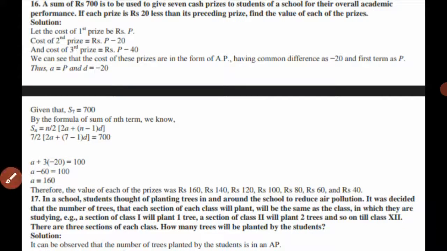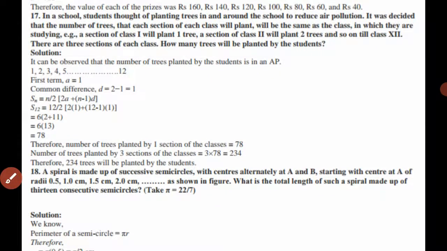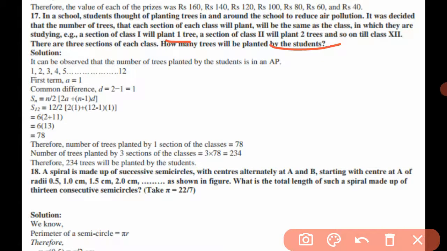Now after this, question number 17. In a school, students are planting trees around the school to reduce pollution. It was decided that the number of trees each section of each class will plant will be the same as the class in which they are studying. For example, each section of class first will plant 1 tree, sections of class second will plant 2 trees, similarly third will plant 3 trees, and so on up to 12. So class 12 will plant 12 trees.